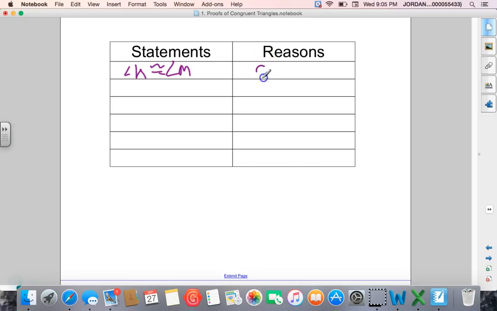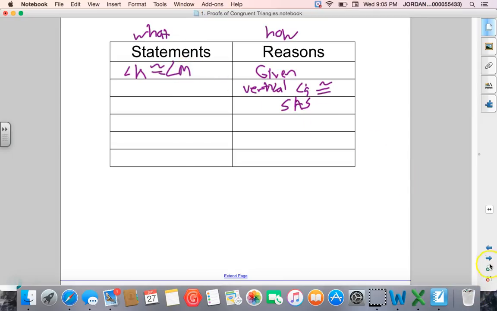So it might be something is given to us. Maybe the reason we know that is because they told us that in the directions. So we'll say it was given, or maybe we might figure out something because vertical angles are congruent. So that might be a reason that we say, okay? Or maybe it might be SAS, the property SAS, we know something, okay? So it's always going to be what we know, okay? So you can think of statements as what we know, and then the reasons are how we know the thing that we know, all right?